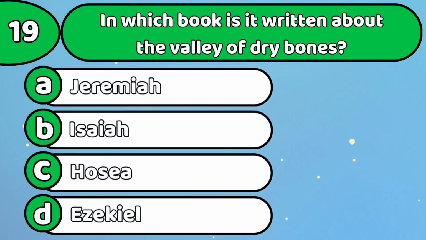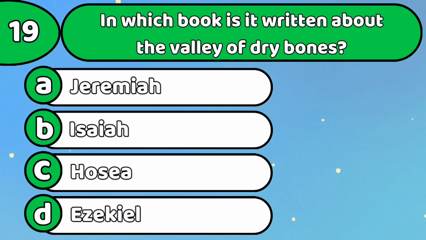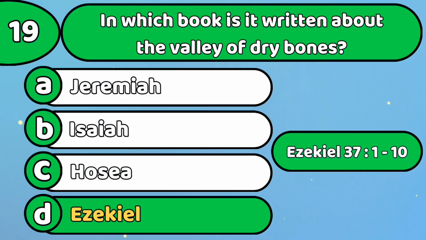Question 19. In which book is it written about the valley of dry bones? A. Jeremiah, B. Isaiah, C. Hosea, or Ezekiel. Time to think. Reference: Ezekiel chapter 37, verses 1 to 10.